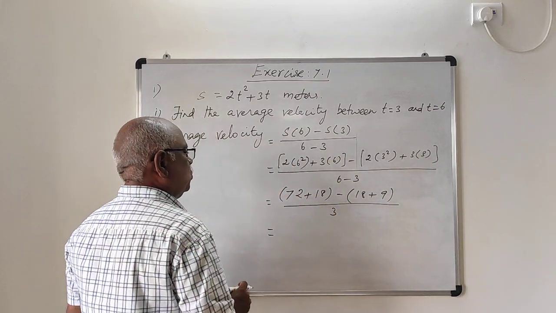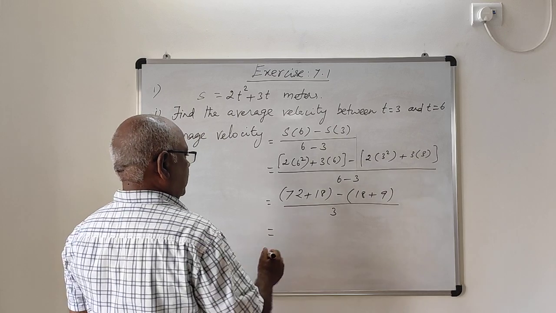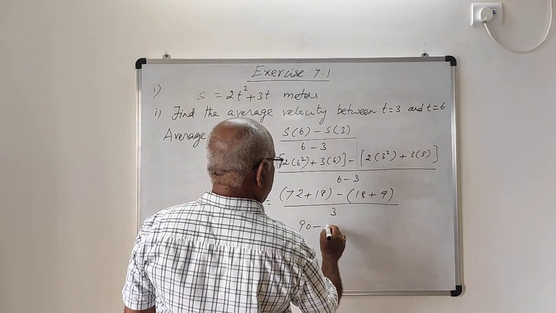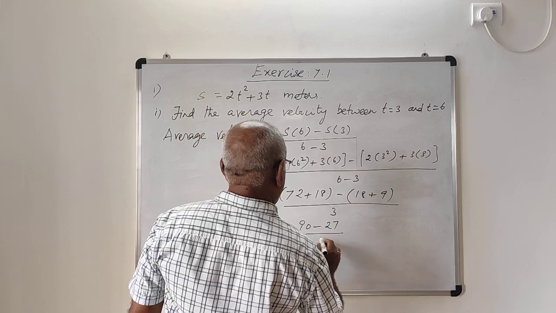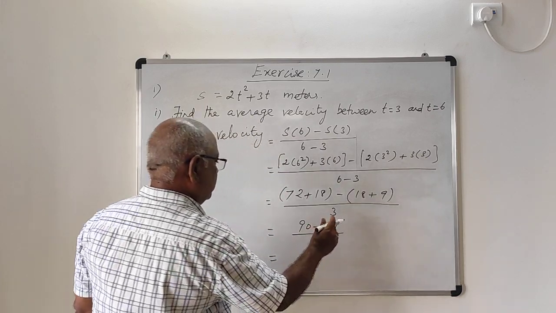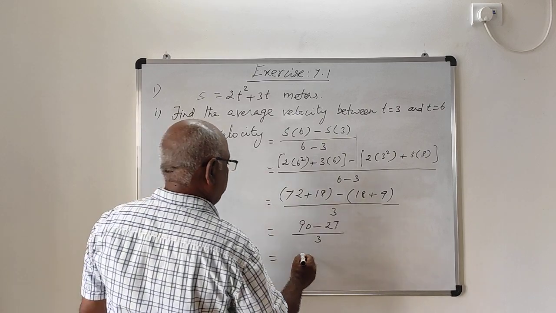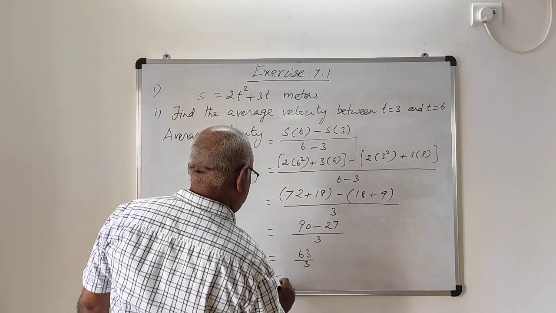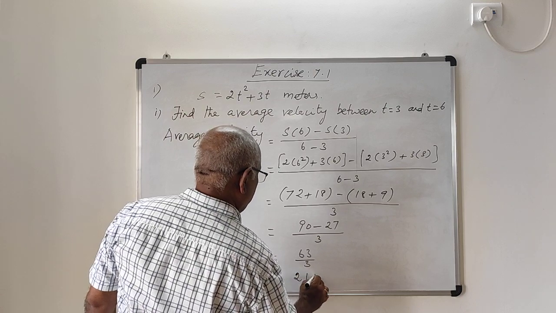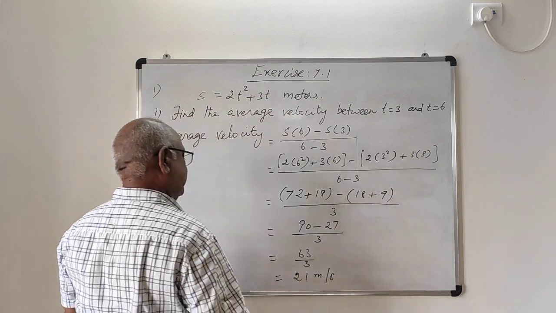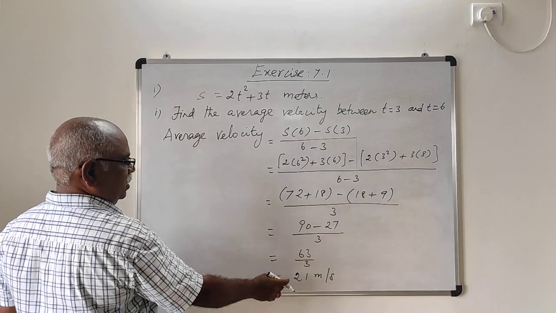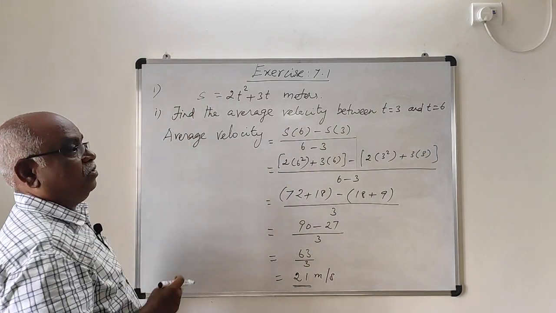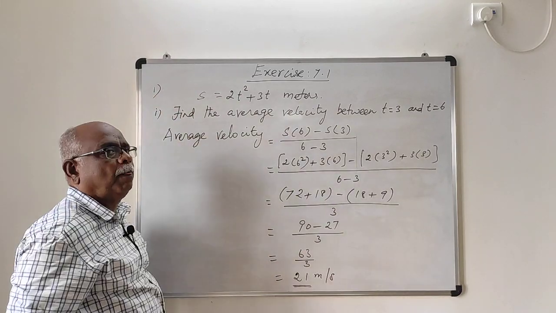This is 72 plus 18, 90, minus 27, divided by 3. That is equal to 90 minus 27, which is 63, divided by 3. 63 by 3 is 21 meters per second. This is the average velocity, 21 meters per second. This is the first problem, the first subdivision in the first problem.